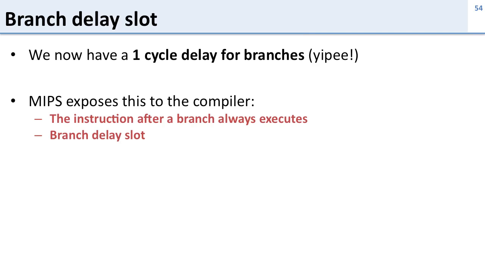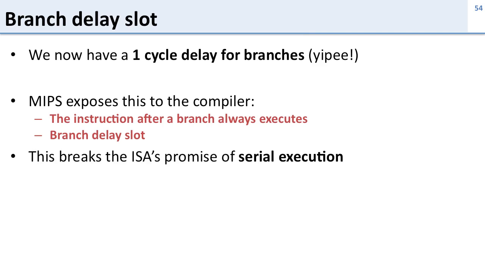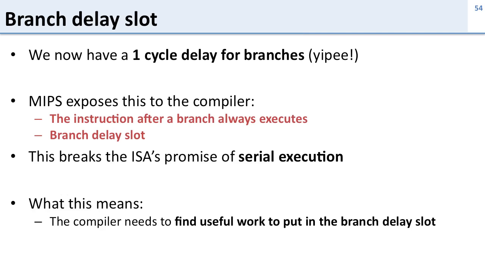In the MIPS architecture, this is exposed to the compiler. So the instruction after a branch always executes regardless of the branch. This breaks the ISA's promise of serial execution. The serial execution says if you have a branch, you only go one way on the branch. What this says is regardless of whether you take the branch, you're always going to execute the next instruction. So this complicates things. What this means from a practical point of view is that the compiler needs to find useful work to put in the branch delay slot. It needs to find other instructions that it can move there so that it has work to do.